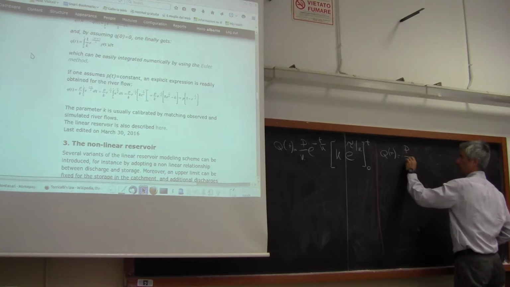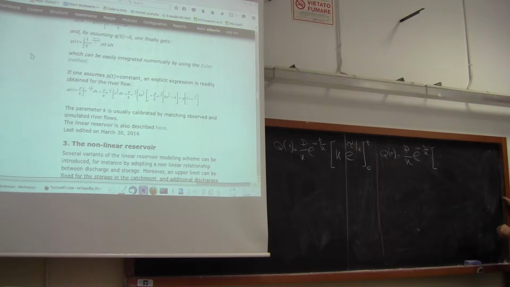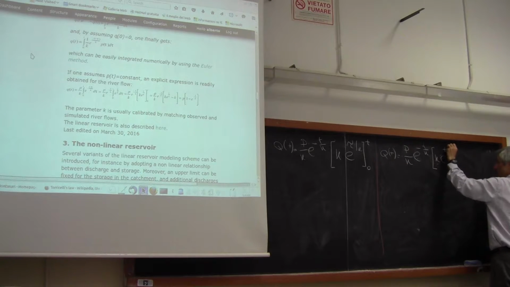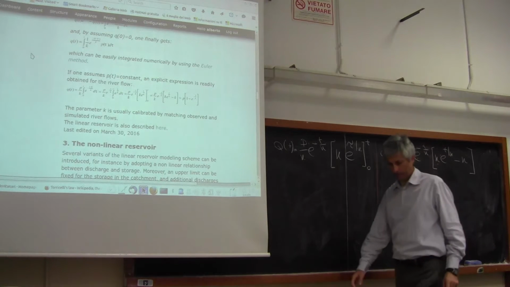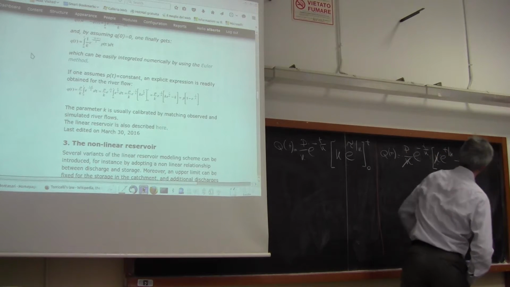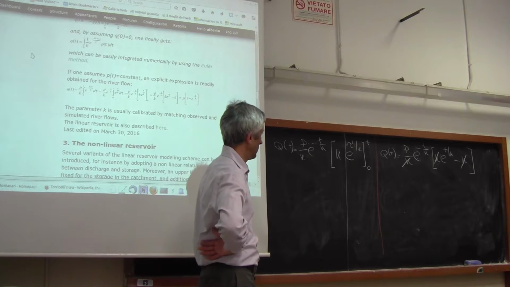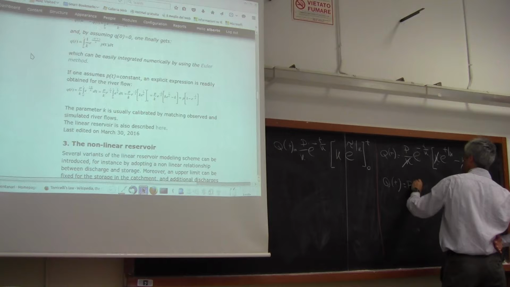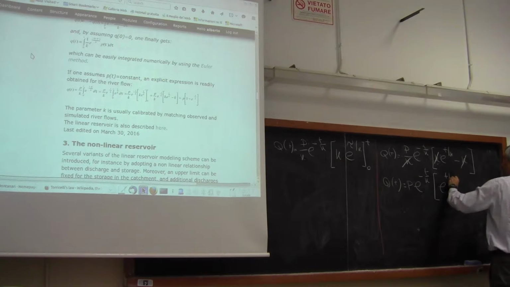So Q(t) is equal to P over K e to the power of minus t over K, which multiplies K times e to the power of t over K minus K. Okay, so by dividing by K, I can write Q(t) is equal to P e to the power of minus t over K, which multiplies e to the power of t over K minus 1.